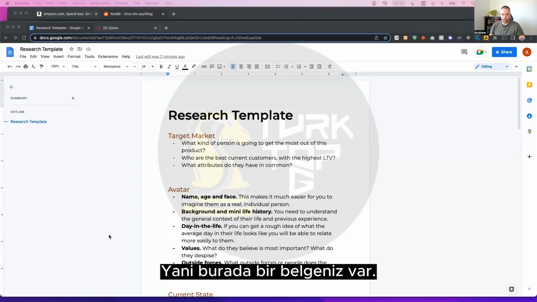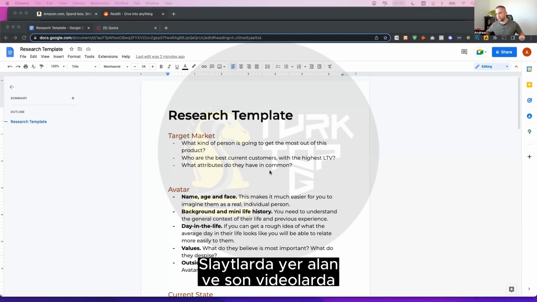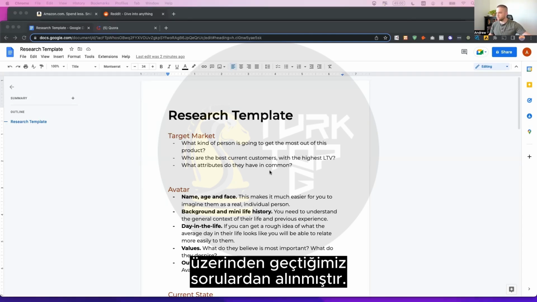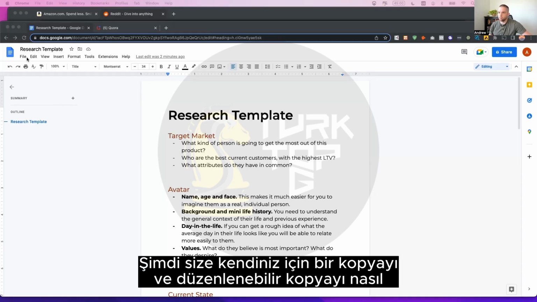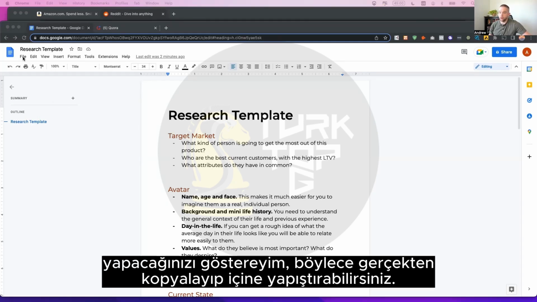So you've got a document here. I put together a research template. It's taken those questions that are in the slides we went through in the last videos. It's all in one document here. So you guys are going to have read-only access to this. So let me show you how you make a copy for yourself, an editable copy, so you can actually copy and paste stuff inside of it.